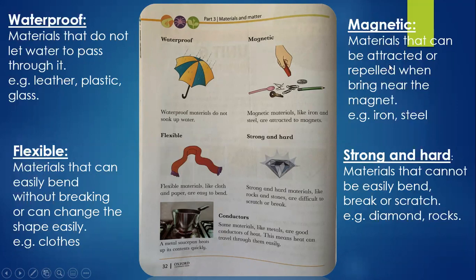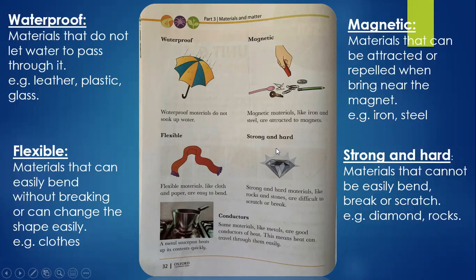Then you have the magnetic material. Materials that can be attracted or repelled when brought near the magnet. Have you experienced the magnet? I told you if you have a magnet at home, then you can do the experiment with the magnet to bring the iron or steel things or different rubbers or wood, bring them near the magnet and then see what happens to them.